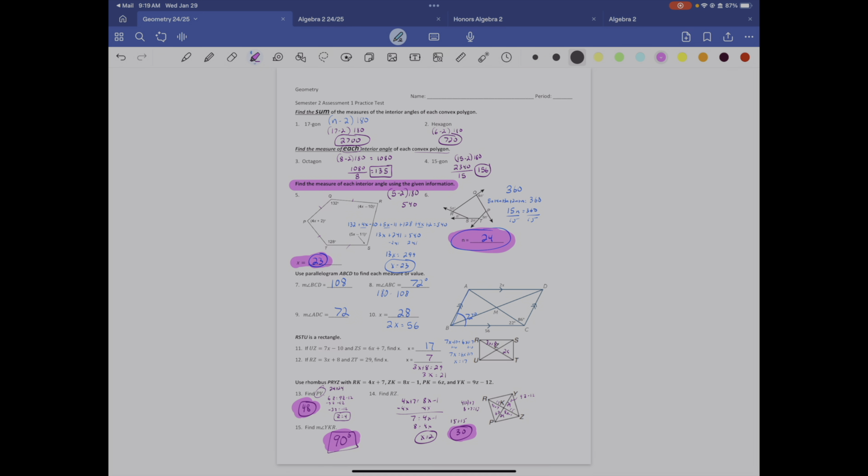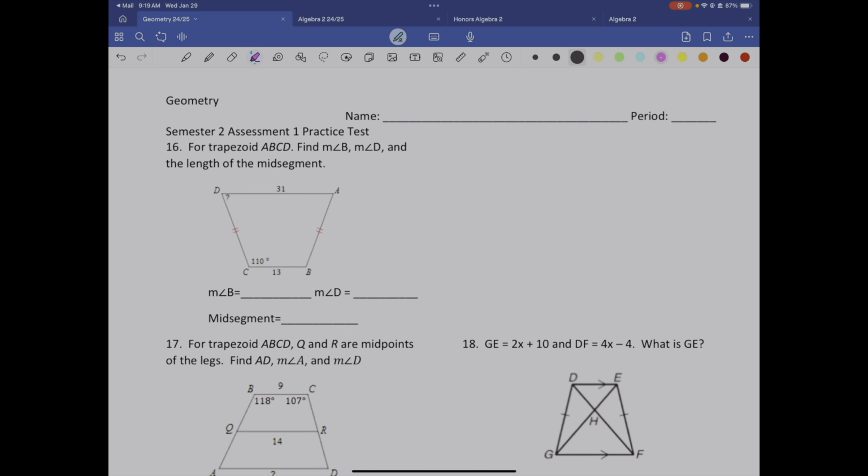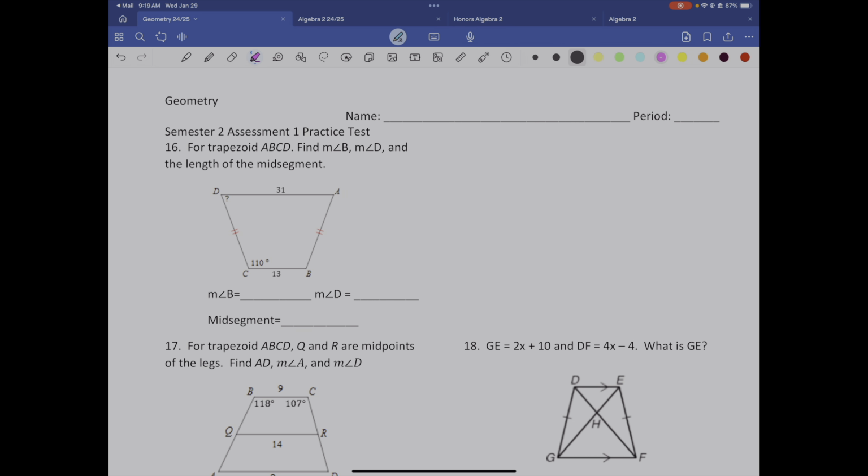So there's the first page. Let's go on to the second page. Okay, now we're into the trapezoid. So really kind of the first part of the chapter, kind of going back here a little bit. It says for the trapezoid ABC, find the measure of A and D, and find the length of the mid-segment. The mid-segment's not in there, but we're going to put it there, so it's right there.